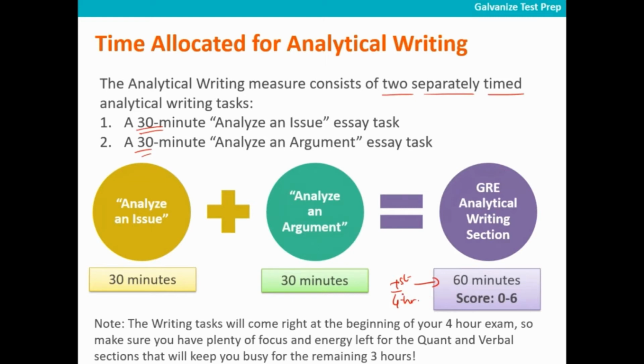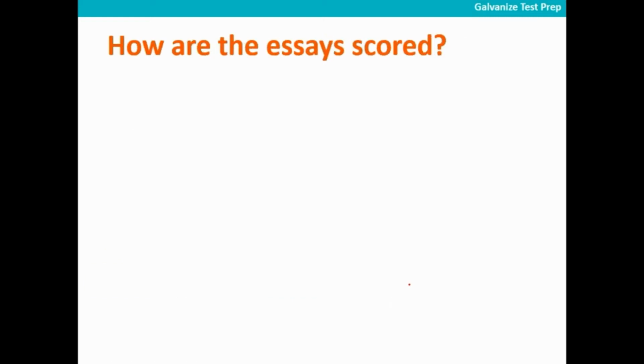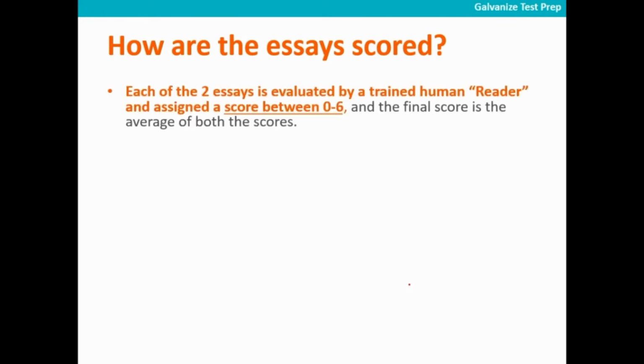All right, so I'm sure a lot of you are wondering by now how the essays are scored. Okay, so each of these 2 essays are scored in 2 different ways. One, it's evaluated by a trained human reader. So there is going to be a real person reading your essays. Okay, so make it as legible as possible. Try to avoid as many grammatical mistakes, spelling errors as you can.